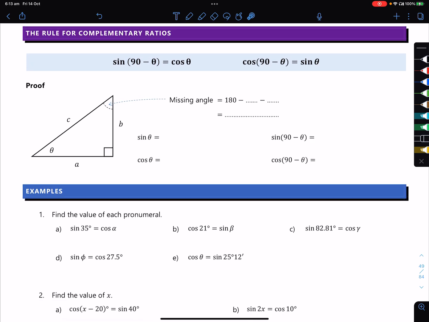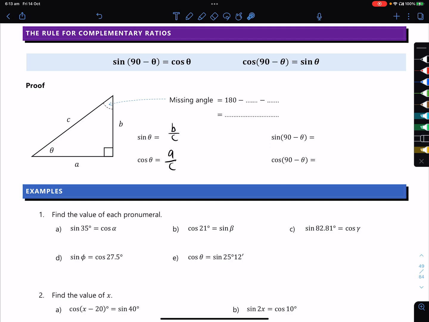So we've got a triangle here with angle theta, opposite side B, adjacent side A, and hypotenuse C for now. So what's sine theta then? Sine theta is opposite over hypotenuse, so that will be B over C. Whereas cosine theta is adjacent over hypotenuse, which is A over C.